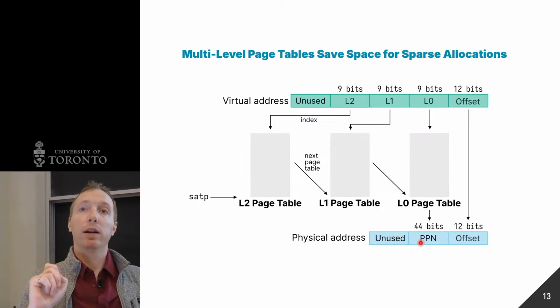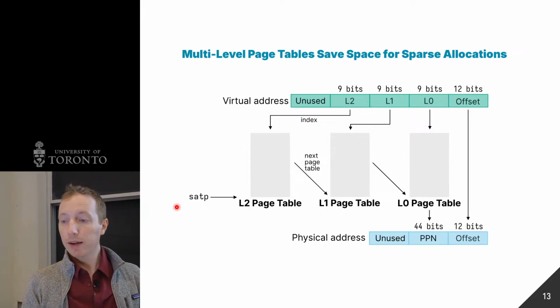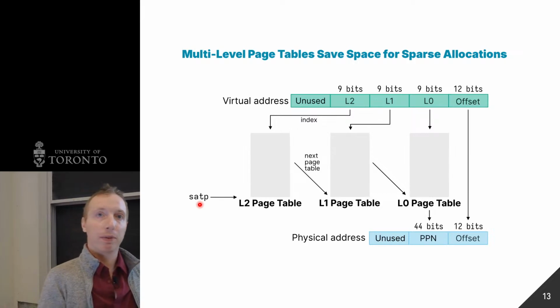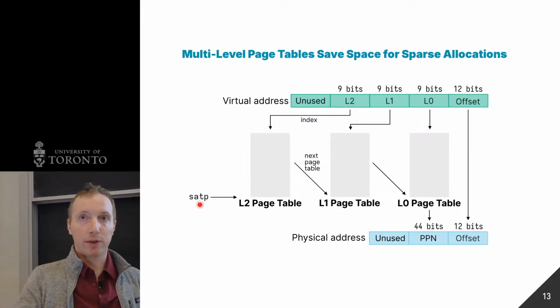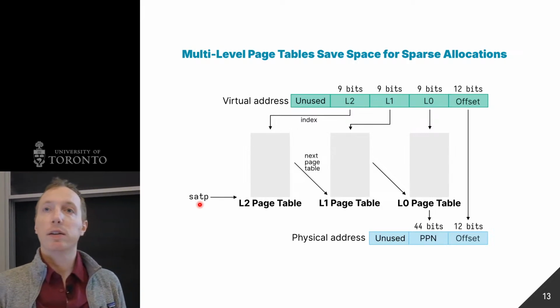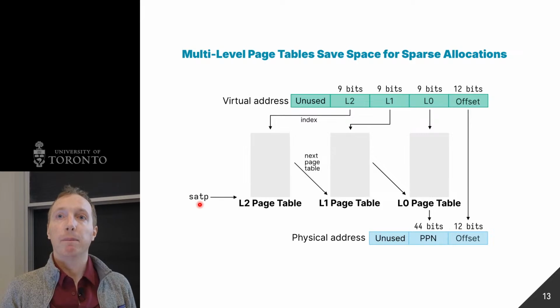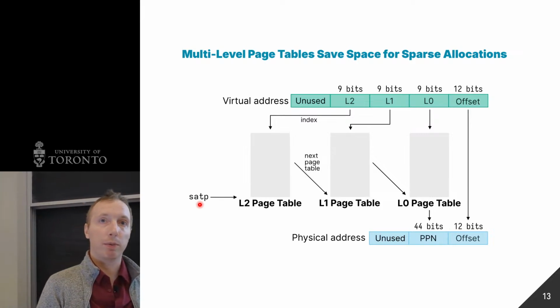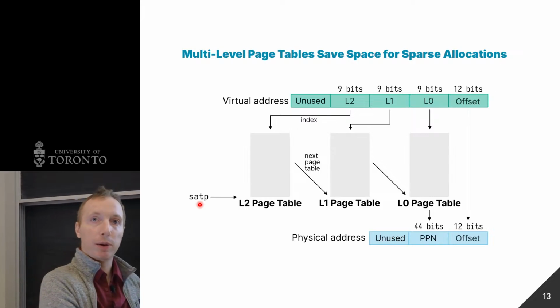So SATP was basically the root page table register. So that's what the MMU is going to use to actually start the translation off. Student: So you hold the physical page number of the root? Yeah, it holds the physical page number of the root page table, the highest level one, which would be L2.